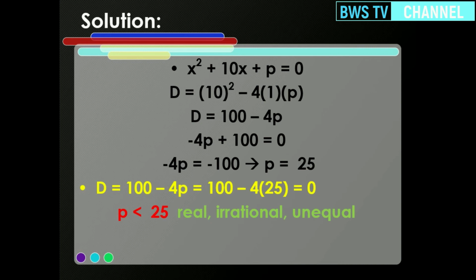Okay, so real, irrational, and equal. So you can have the values lesser than 25. So what will be the value of p? P must be lesser than 25 so that you can achieve or satisfy the condition given in number 2. That's why the answer there, p is lesser than 25, to achieve real, irrational, and equal.